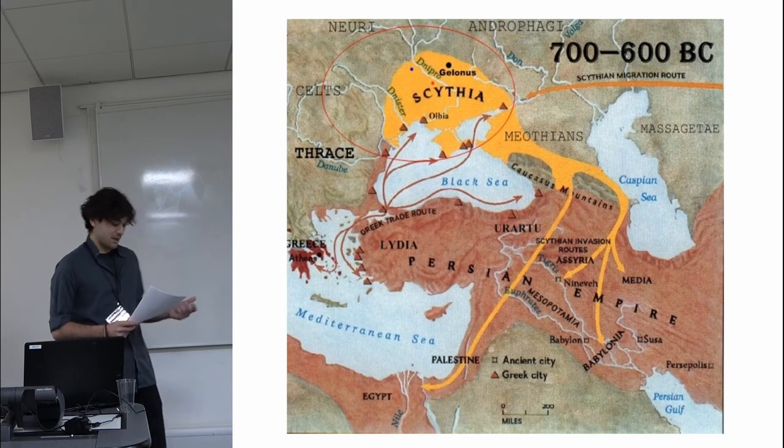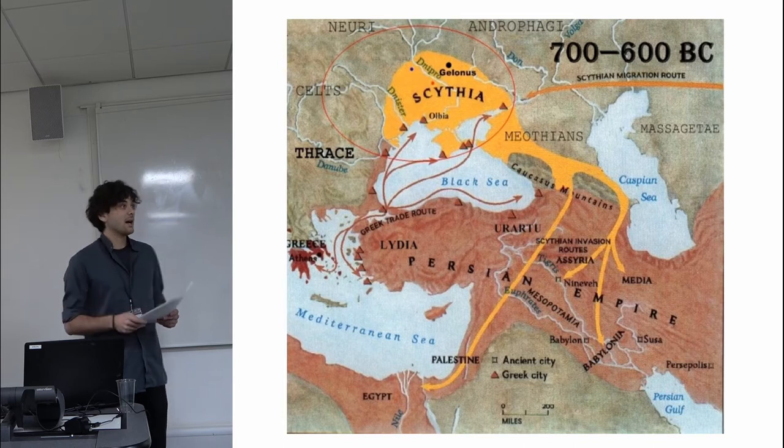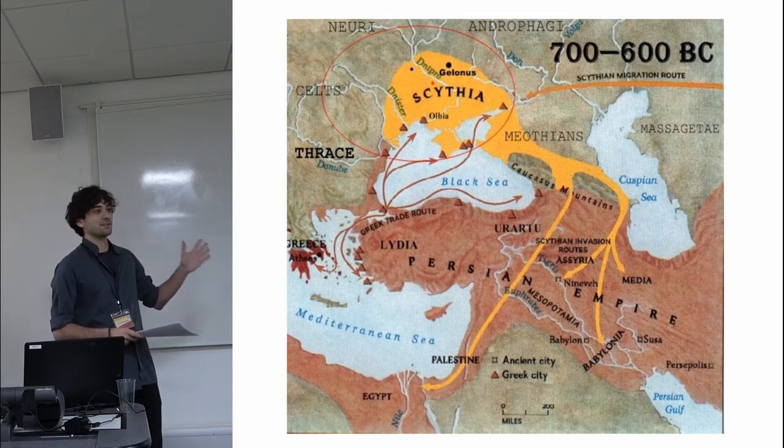Now, the inspiration for the Amazons came from the Sarmato-Scythian-Saka steppe nomad cultures of the Black Sea. I can't tell you how hard it is to find a good distribution map.